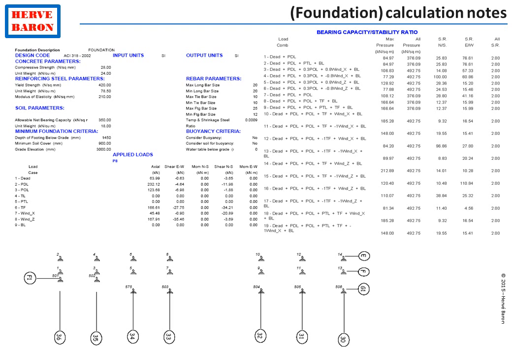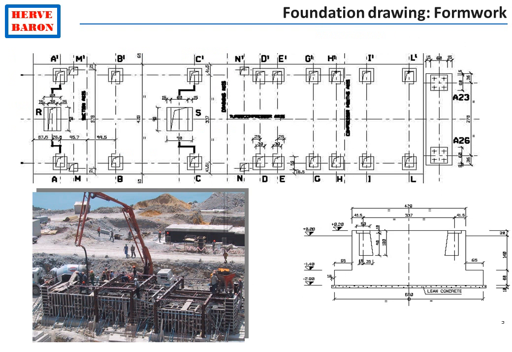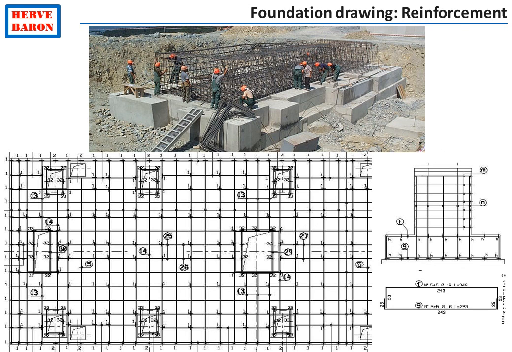There are two different drawings. The formwork drawing, which shows the overall size of the foundation, as well as any pocket that is required for future inserts in the foundation, such as anchor bolts, when these anchor bolts are not cast at the same time as the foundation. And the reinforcement drawing, which shows the position, section size, and number of reinforcement steel bars.